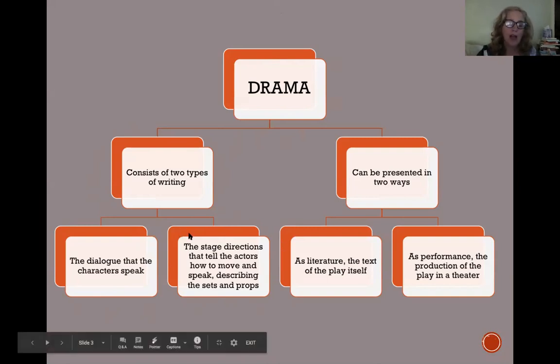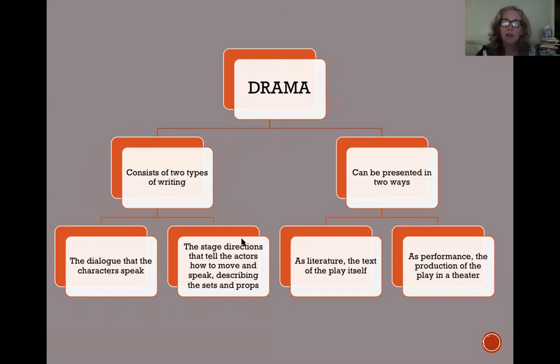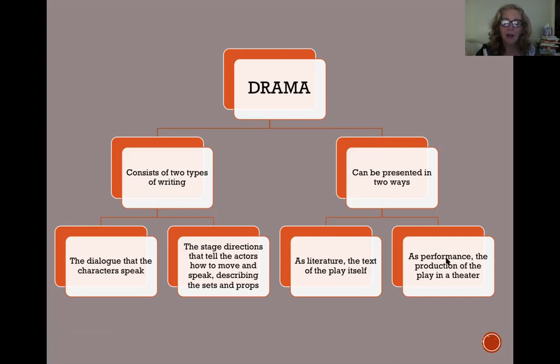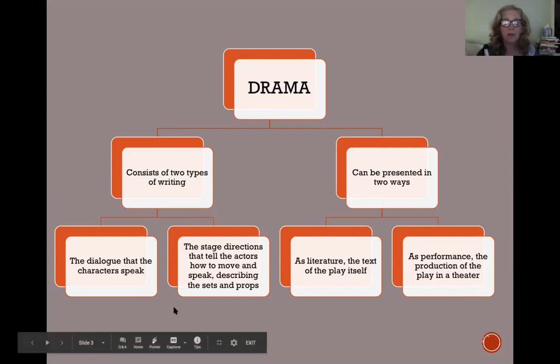Some authors give more stage directions than others, and if there are fewer stage directions, then the director of the play has more choice about what to include and how. It can also be presented two ways. It can be presented as literature, the text of the play itself, so you're going to be expected to read the play that is assigned, but it is really meant to be a performance in the theater. If you have never been to a play, you have the option of viewing one and writing some notes and submitting it for extra credit, because I think it's really important that you do so.